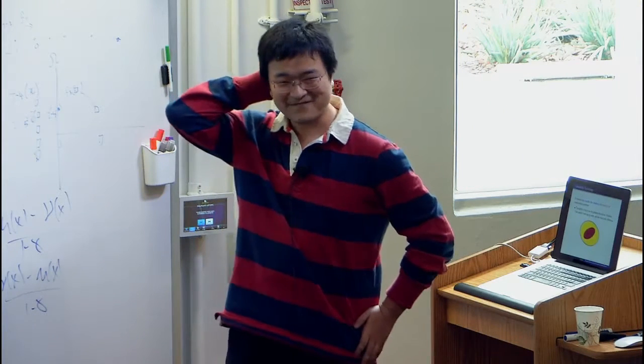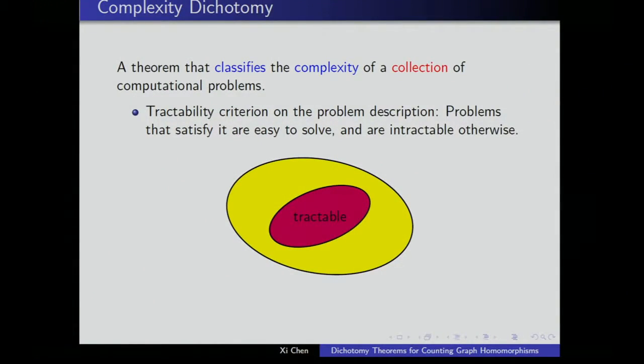So you probably heard the word dichotomy a lot from Jingyi's talk yesterday. A dichotomy theorem, a complexity dichotomy, is a theorem that classifies the complexity of a collection of problems, not just one single problem, but hopefully a collection as big as possible. And usually such a theorem would involve a so-called tractability criterion. It's a condition on the problem definition. And usually the theorem says that if your problem satisfies this condition, then it's easy to solve. Otherwise, you can show that it's hard.